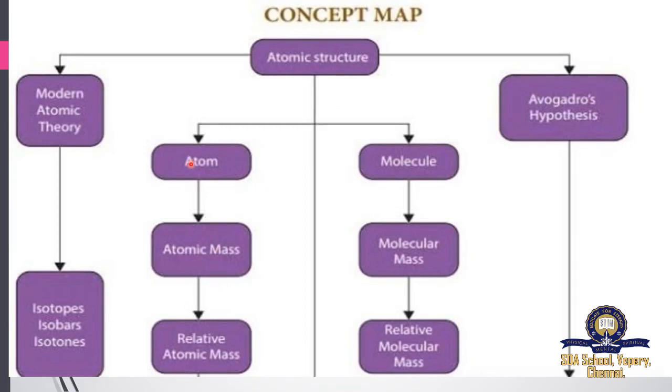So these atoms combine together and we can get a molecule. The molecule is based on molecular mass and then relative molecular mass. Next, in this atomic structure, we are concluding through Avogadro's hypothesis to find out the number of moles present in the given molecule.